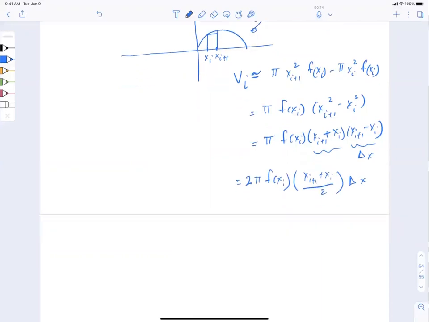If this is xi and this is xi plus 1, the average of them would be in between xi and xi plus 1. So basically, as you take the limit as delta x goes to 0, that average, xi plus 1 and xi, will all fall on top of each other.